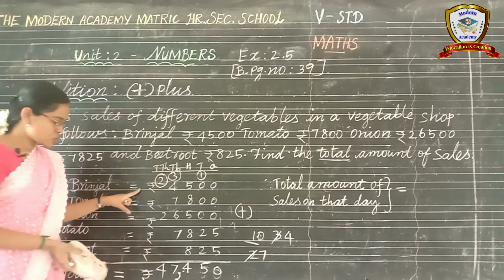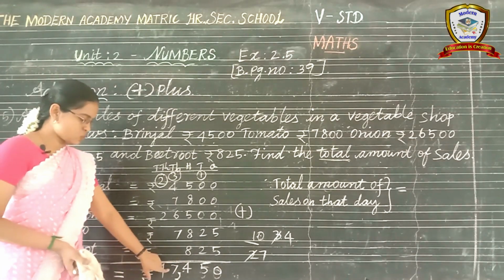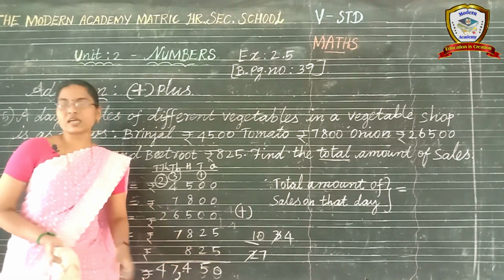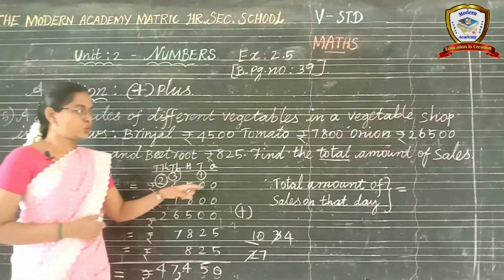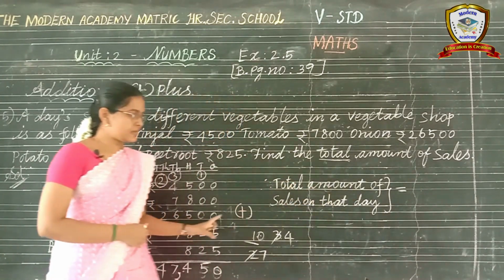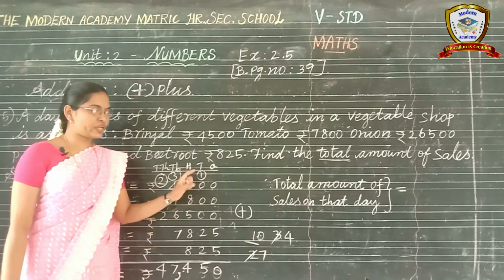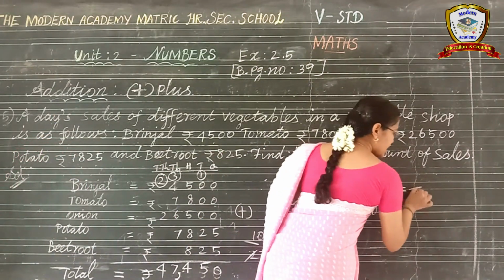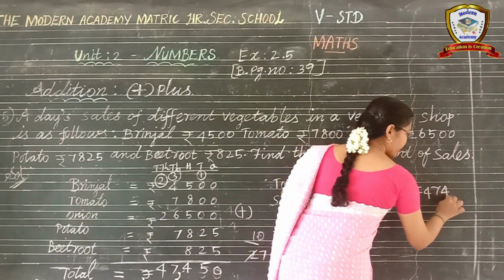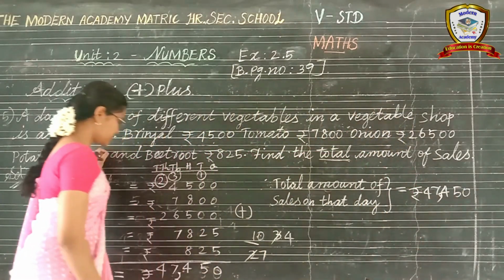Okay, so the answer, the total amount is 47,450 rupees. Okay, so the total amount of sales on that day is equal to 47,450 rupees.